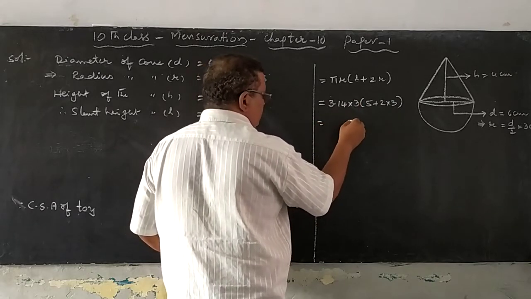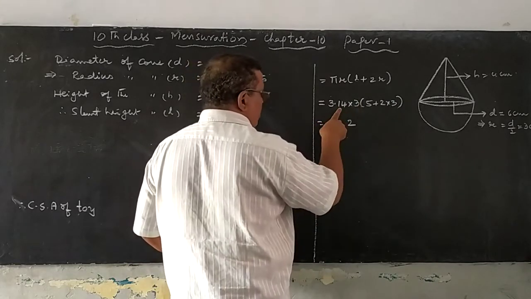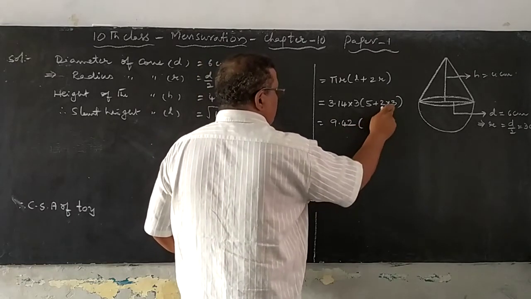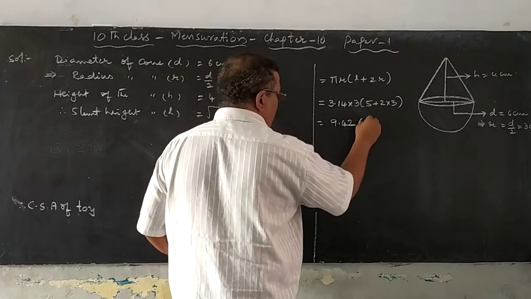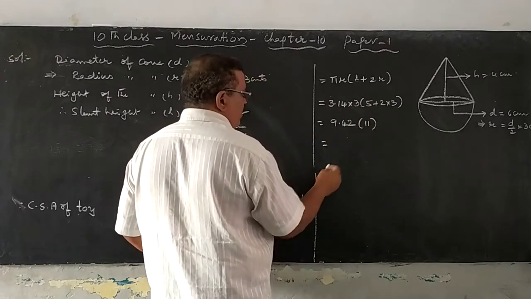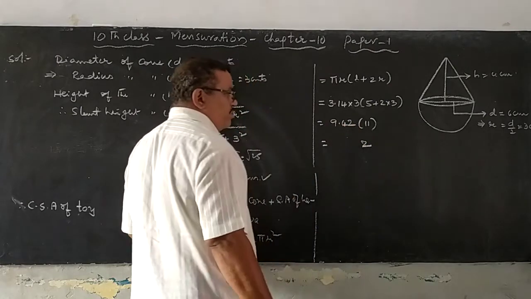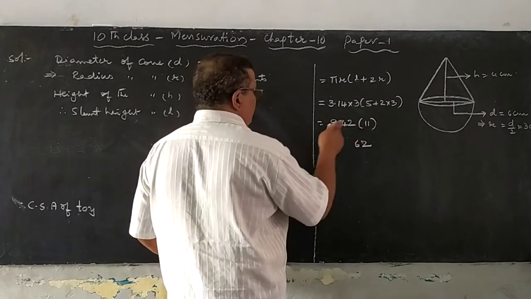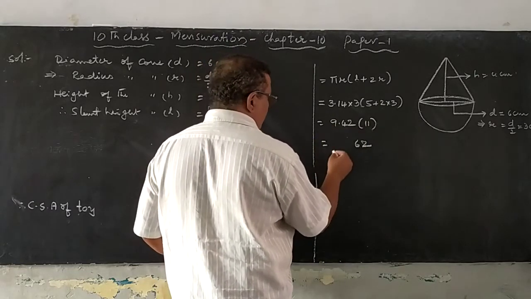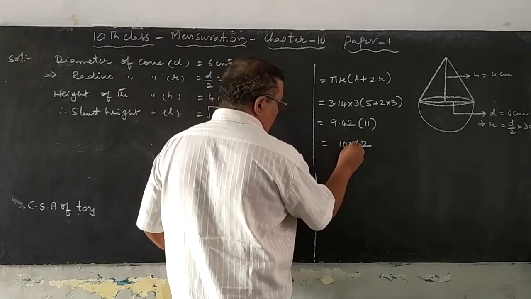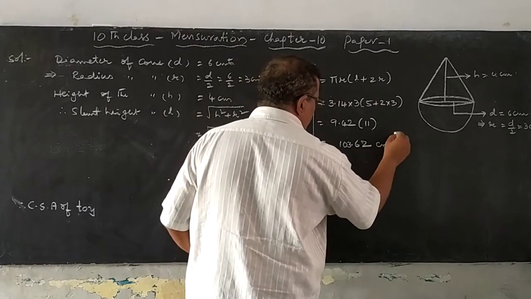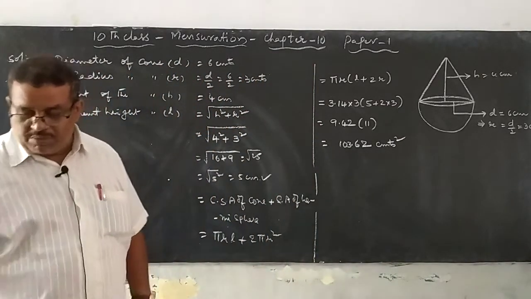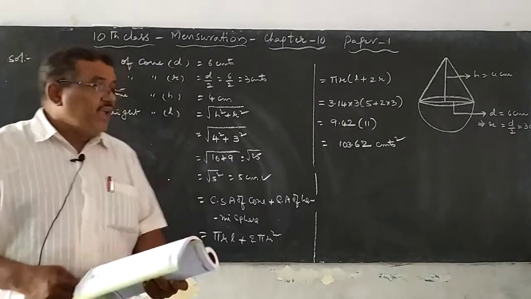3.14 times 3 is 9.42, into 2 times 3 is 6, 6 plus 5 is 11. Multiply with 11: 9.42 times 11 is 103.62 centimeters square. This is the CSA of the toy, children. This is the first problem in the exercise, take a screenshot of this one.